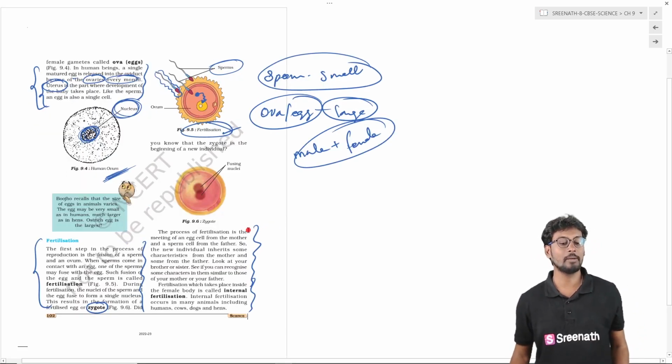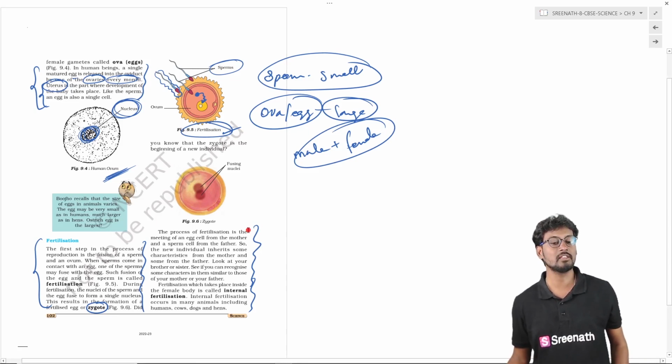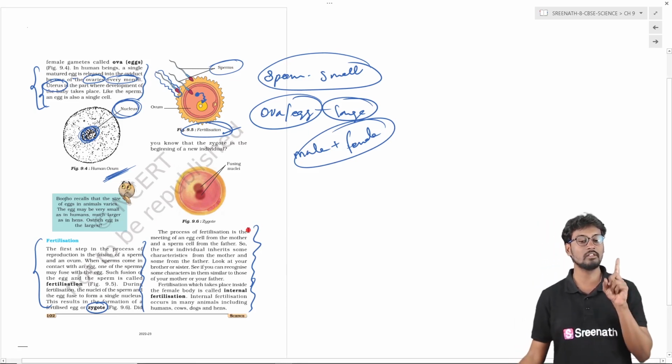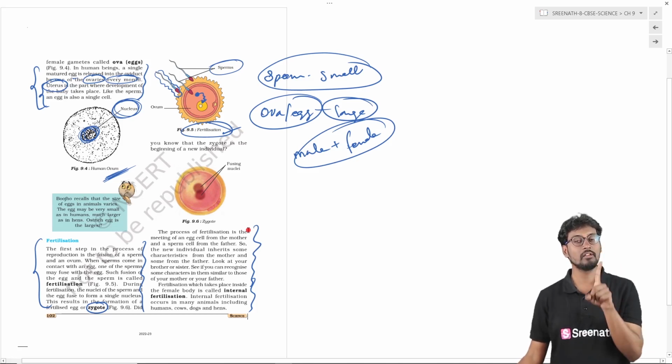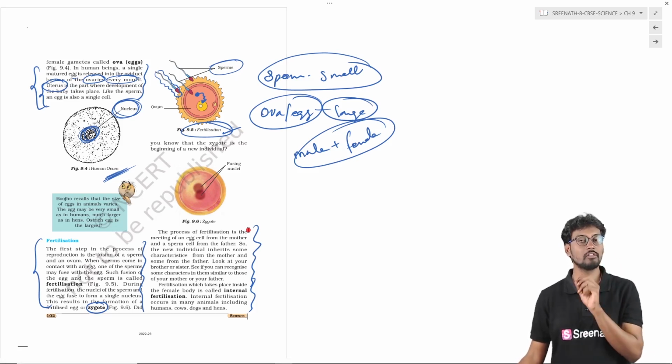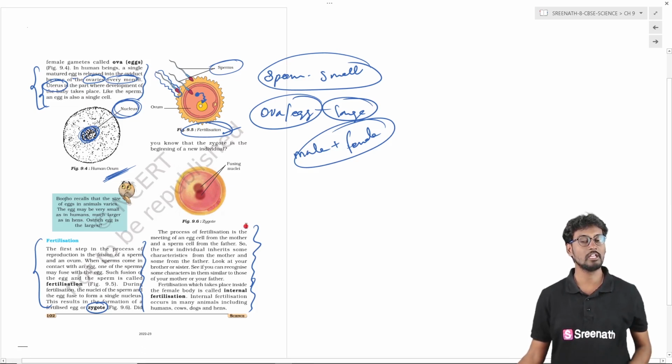Coming to fertilization, fertilization is the process where the single female cell, that is the ovum or egg cell, fuses with a single male cell, which is called the sperm. As a result of this fertilization, there is a formation of a diploid cell called the zygote.